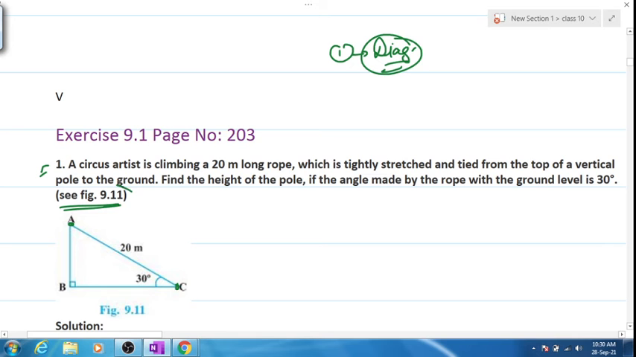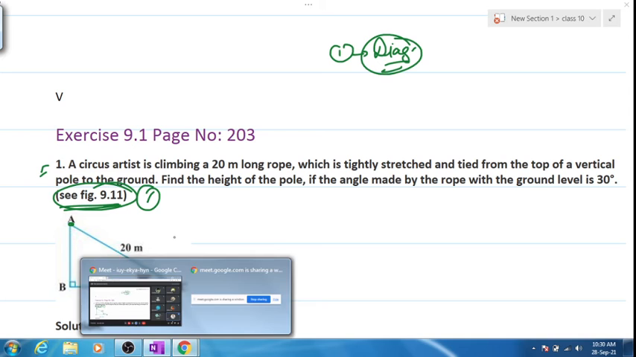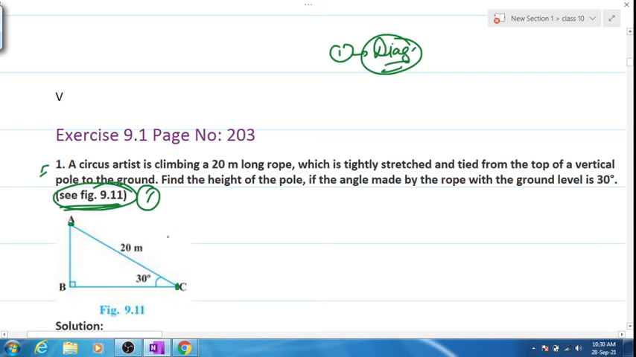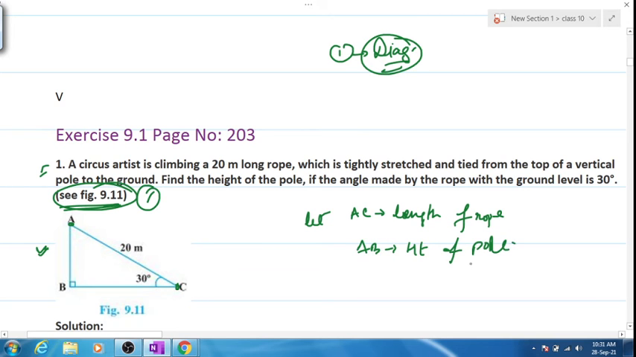Had this figure not been given in the question, even then drawing the figure would not be a very difficult task for you all, right? So this is a triangle. Over here, first of all, you'll have to specify what is AB, what is AC, and what is BC. Out here, you'll first write, let AC be the length of the rope, AB be the height of the pole, and BC will be the pole's distance from the ground.